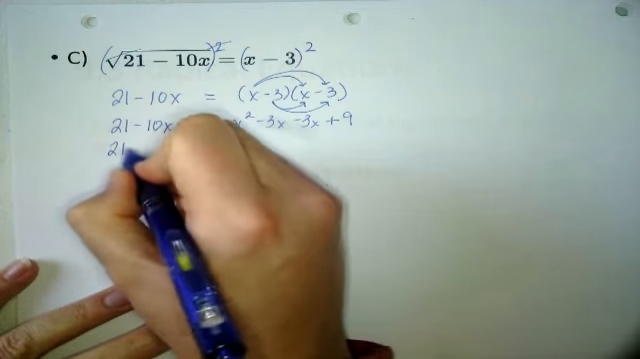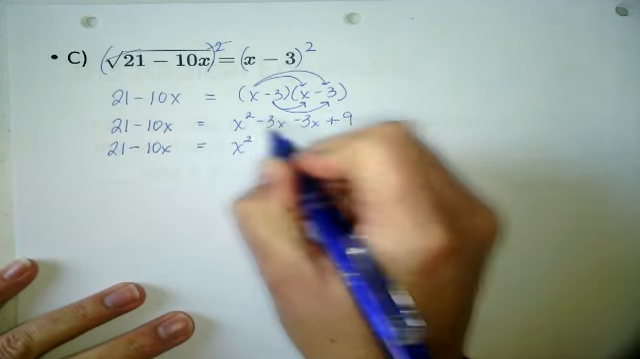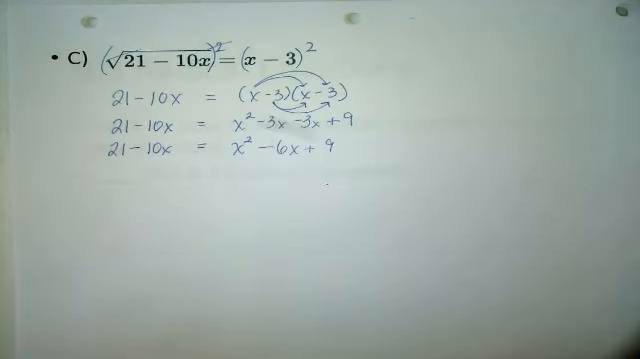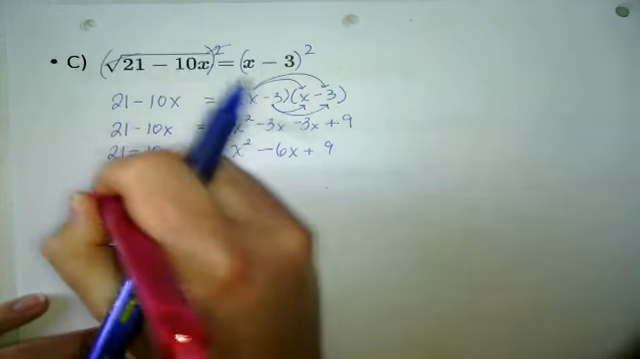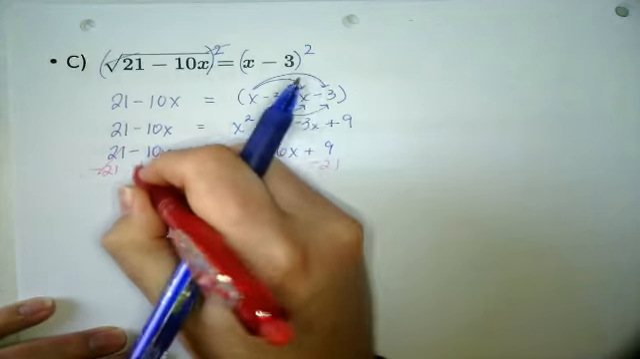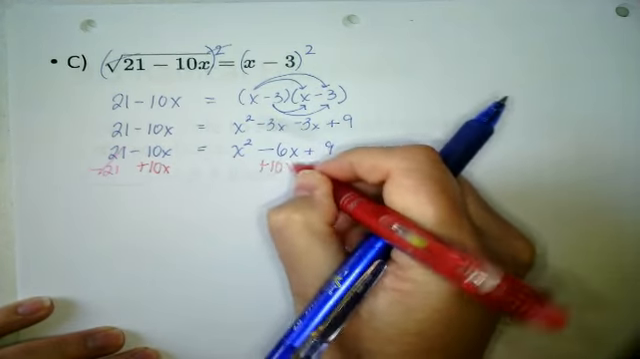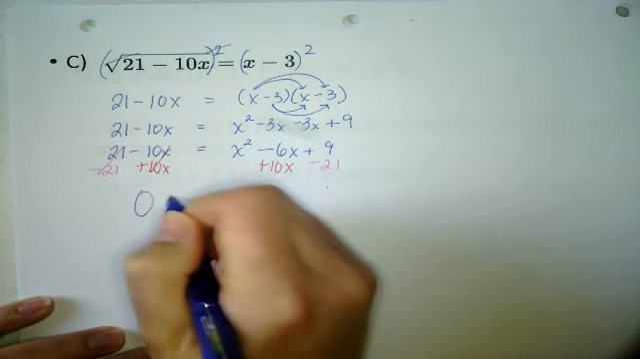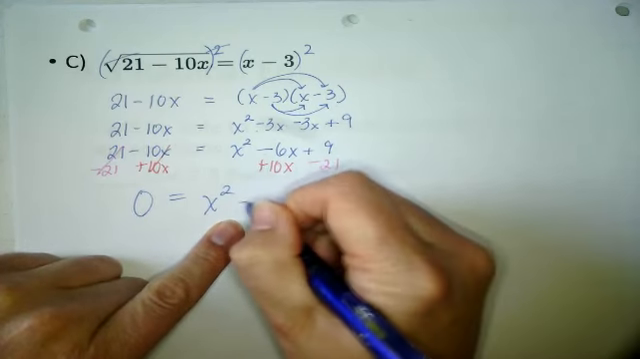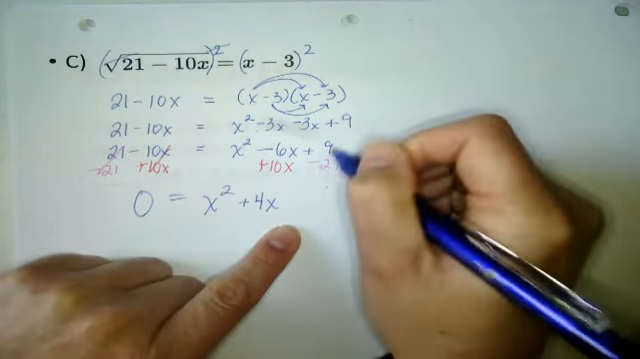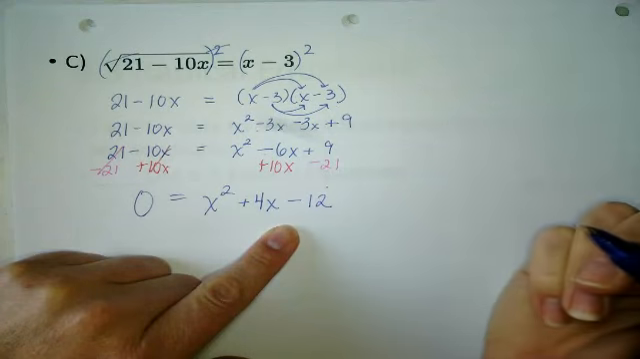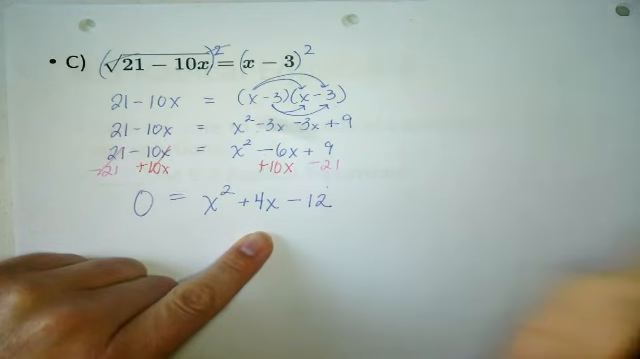I'm going to go ahead and clean that up for you. So we have x squared, negative 3x, and negative 3x is negative 6x. And now we can push everything over to one side. So I'm going to go ahead and subtract 21, and I'm going to add the 10x to its like term. So I have 0 on the left, and I have x squared. Negative 6x plus 10x is positive 4x, and 9 minus 21 is negative 12. Man, everything was 12.